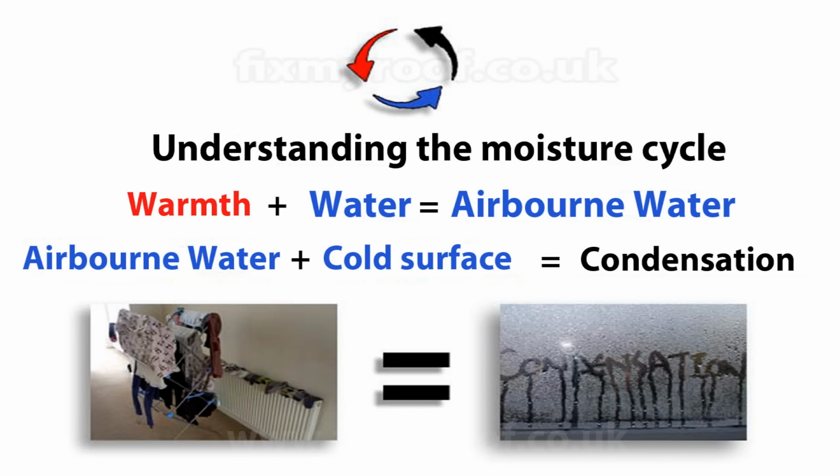In this example, clothes drying on or near a radiator. The heat from the radiator dries the wet clothing. This moisture evaporates into the air. When this moisture hits any cold surface, it reaches dew point and turns back into water.